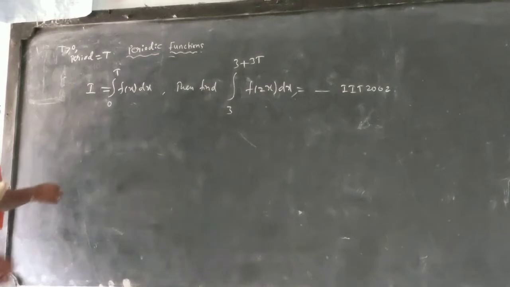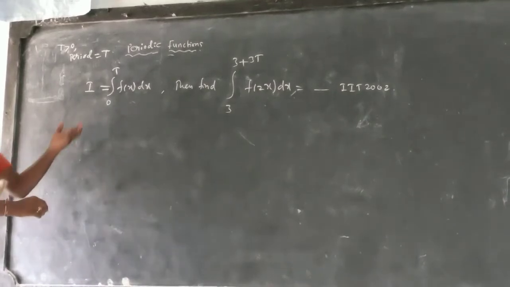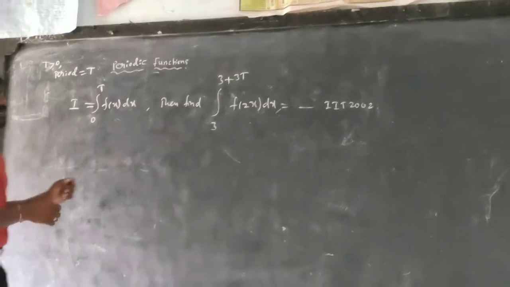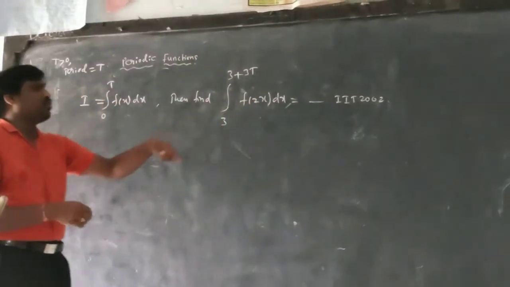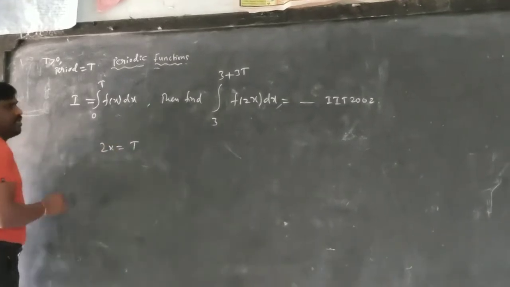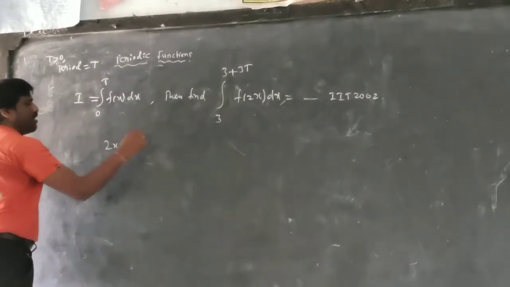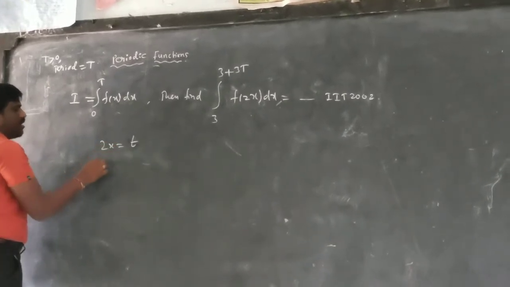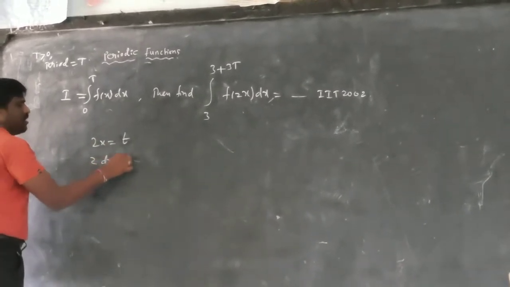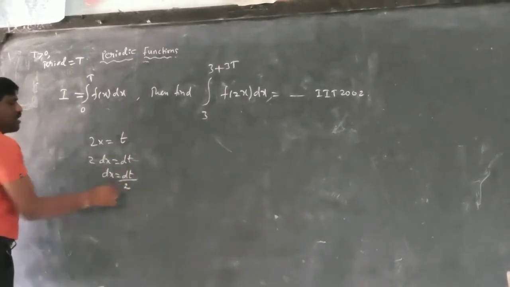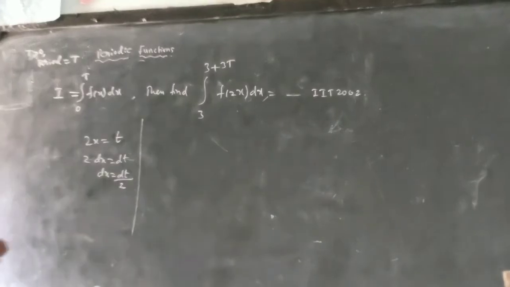So they have given I is equal to the integral from 0 to T of f(x) dx, right? You have to find the integral from 3 to 3 plus 3T of f(2x) dx. But you have 2x here. I'll remove 2x to make it easy. So 2x is equal to small t, I am taking. You can take y, that is up to you. So 2 times dx is equal to dt. Then dx is equal to dt by 2. Correct?